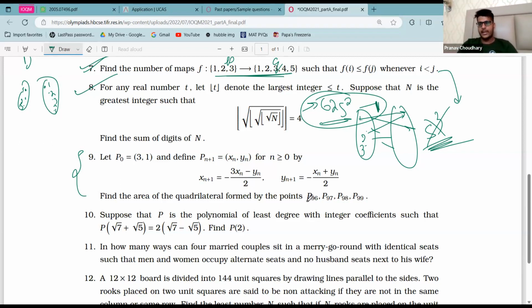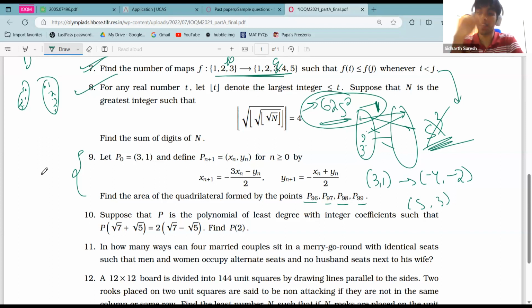I remember in contest, I did not know how to solve these kind of problems, and I did not know invariants either. So I was like, okay, let's see 3,1, -4, -2, 5,3, and then with enough patience, you can just see what P96, 97, 99 would be, and you can just use the shoelace formula.